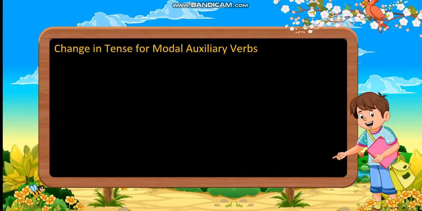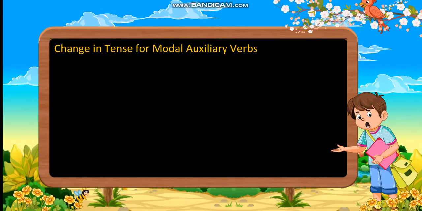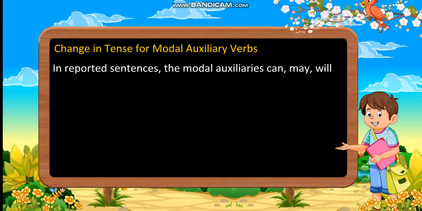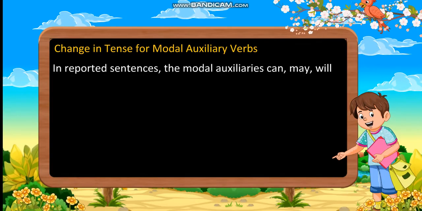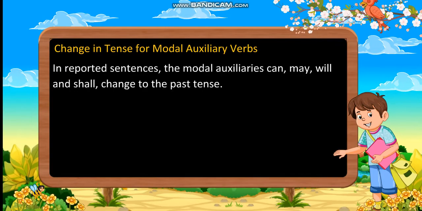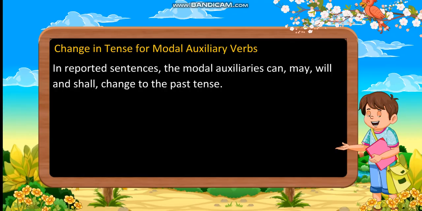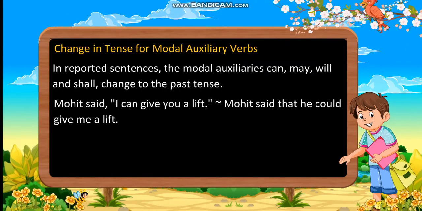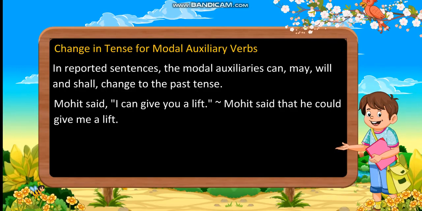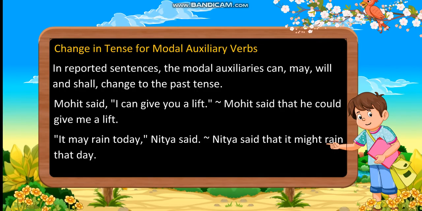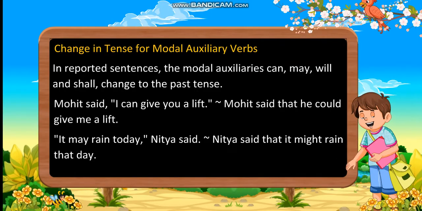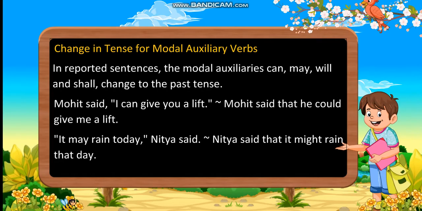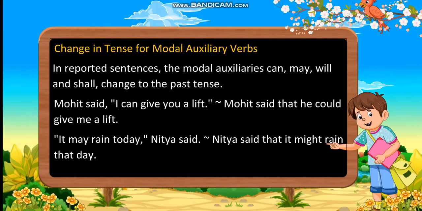Change in tense for modal auxiliary verbs. In reported sentences, the modal auxiliaries can, may, will and shall change to the past tense. Mohit said, "I can give you a lift." Mohit said that he could give me a lift. "It may rain today," Nitya said. Nitya said that it might rain that day.